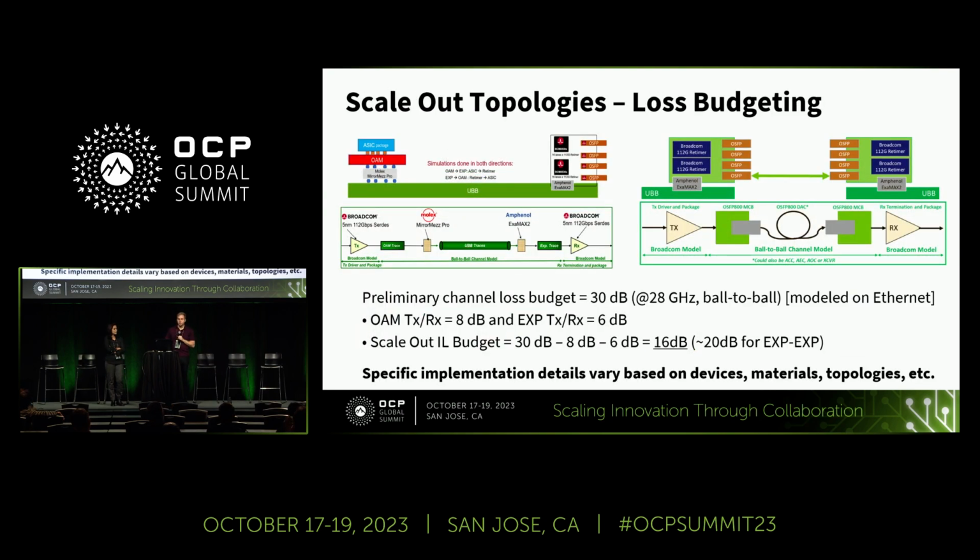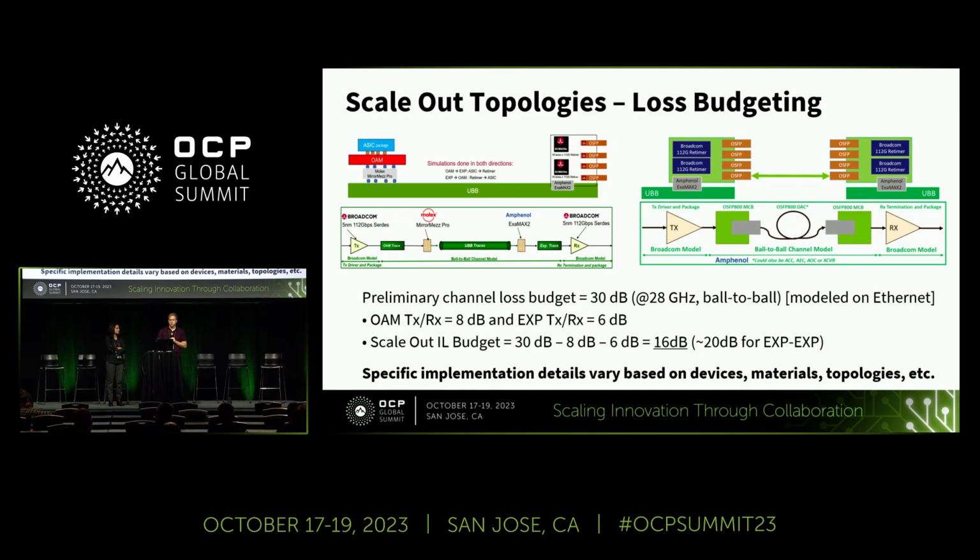So as Vasanta mentioned, we had a couple of presentations, contributions at OCP events in the past. We did a lot of simulation work and budgeting for these two topologies. We've certainly based this off of the Ethernet specification in terms of ball-to-ball loss requirements, allocating a portion for the OAM, a portion for the expansion module, and a portion for the UBB. Certainly specific implementation details may vary if your device is more capable or if your interconnect requirements are a little bit different. Different PCB materials will also lead to varied results.